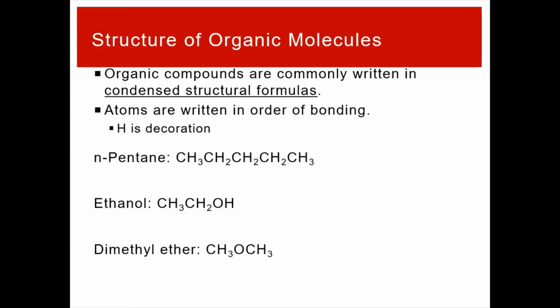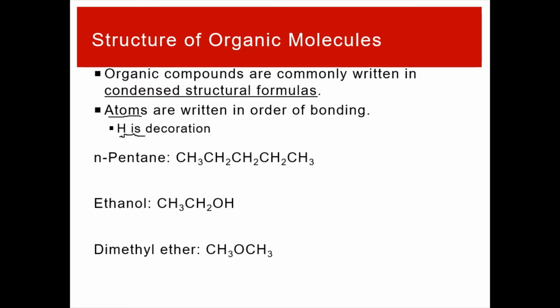So a lot of times we use what are called condensed formulas to describe organic molecules. It's like a molecular or chemical formula where it's just the atoms, but there's a little bit of structural information. We write the atoms in the order of bonding, and we're really just looking at the non-hydrogen atoms. Our hydrogen atoms are just looked at as decoration, like we've seen previously when we're making Lewis structures. And so we really are looking at the connections between the non-hydrogen atoms.